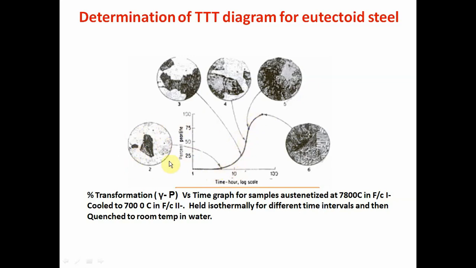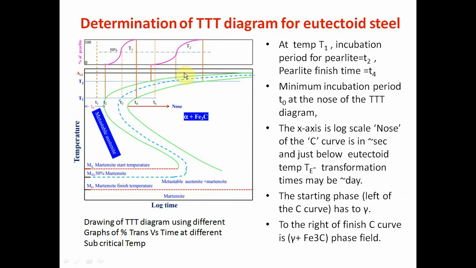So this first figure indicates that the transformation of pearlite has just begun. More and more percentage of pearlite is transforming, and here at this end the pearlite transformation has finished. After superimposing all the S-shaped curves on a common plot, we will get a TTT diagram, and that TTT diagram will be plotted by joining pearlite transformation start points and pearlite transformation end points.